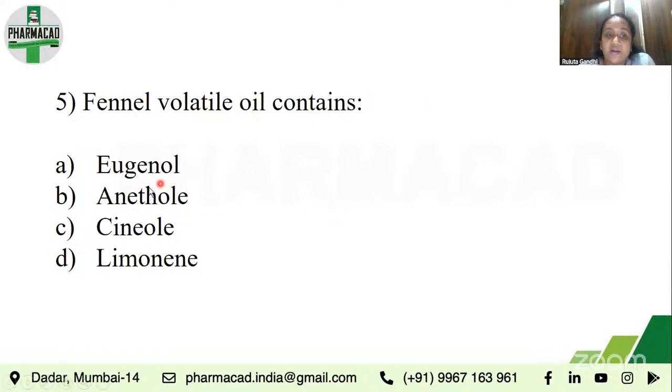Which volatile oil contains phenyl? So whenever phenyl comes, generally one thing comes to mind, phenol. This is one of the major components, but here it is not phenol. What else is there? Eugenol, erythritol, cineol, and limonene. So the odor and sweet taste both are due to one ingredient, and that is limonene. Okay, again it is a monoterpene. So the answer to this is limonene.